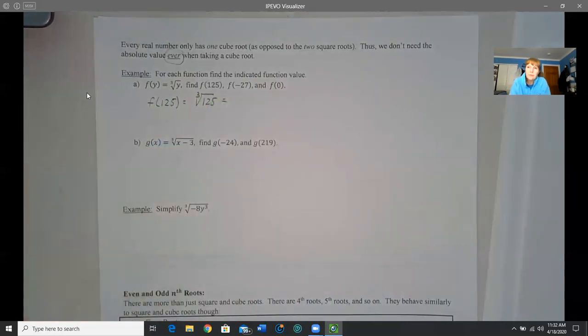What's the cube root of 125? Well, it's a cube root, it's odd, so your answer is going to be positive if inside is positive. Okay, that was nice. That was easy to do. And you want three numbers multiplied together that give you 125. And if you do, you can simplify it to a single number.